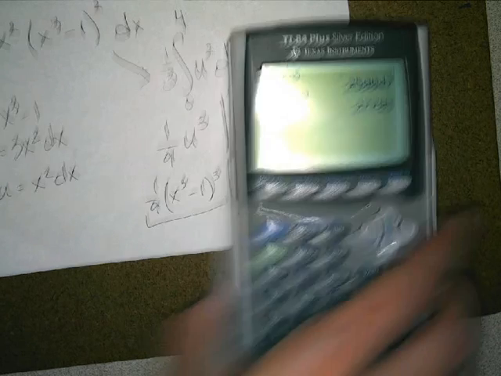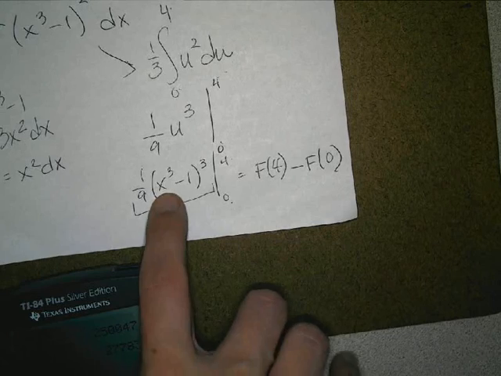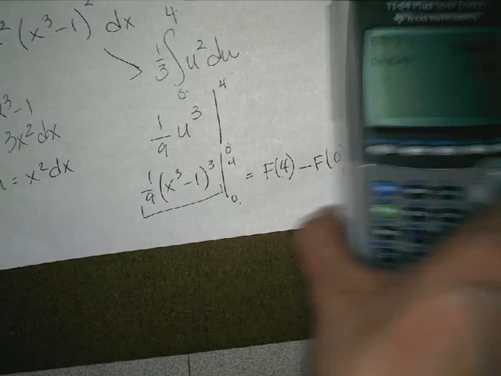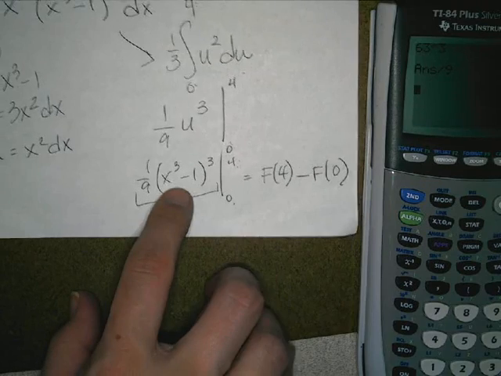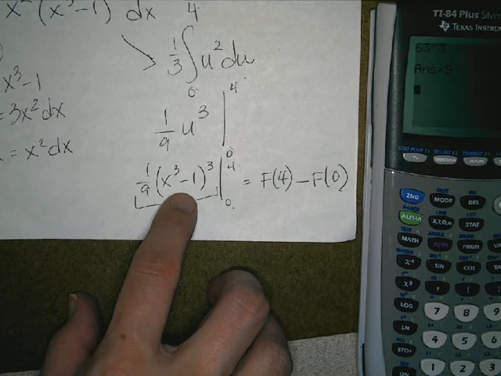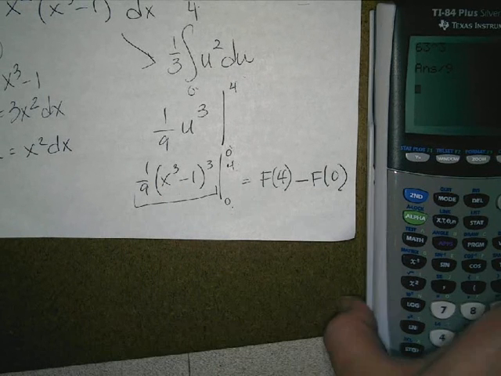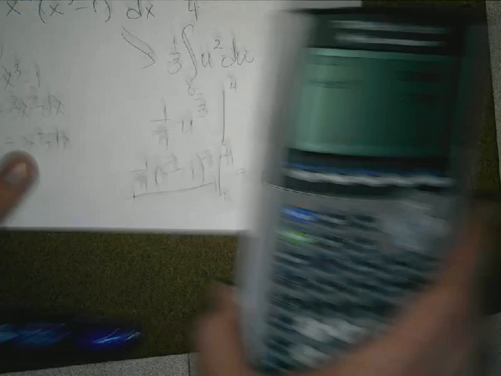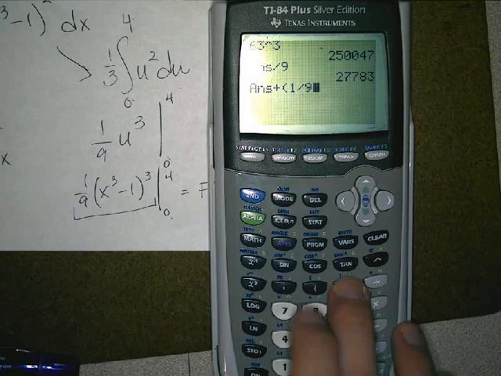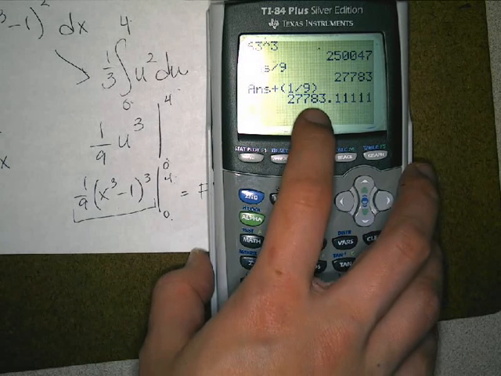And when I plug in 0, you end up getting what? You get negative 1, right? And then negative 1 times 1/9. So you'd be subtracting a negative, so really you'd be adding. So we'd be adding 1/9. So you get this decimal, which would be a fine answer.